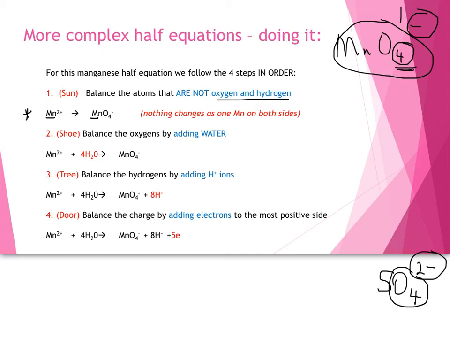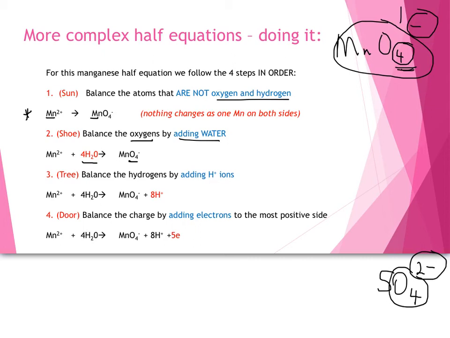Step 2, we remember now we're looking for oxygens. So maybe picture with your shoe an O on the side of the shoe, because that's what you're looking for. You're looking for oxygens, and we see that we've got 4 oxygens on this side, so that means I have to add 4 waters to the other side to balance those oxygens. So that's what happens in step 2, we're adding water. Remember, shoe, water.